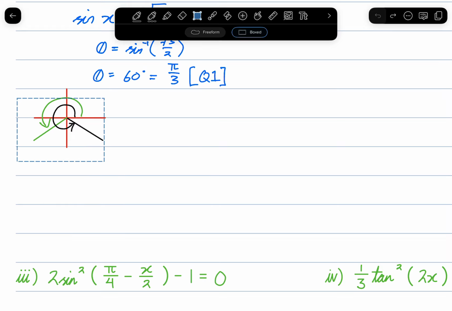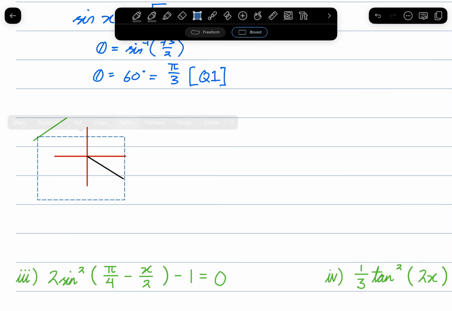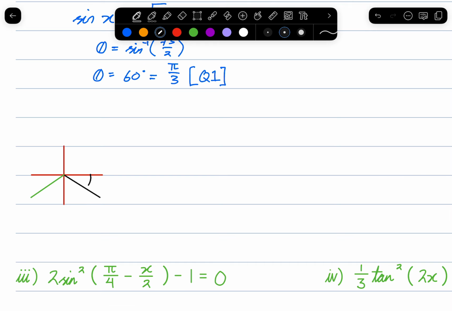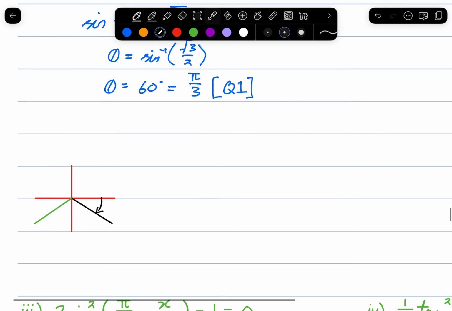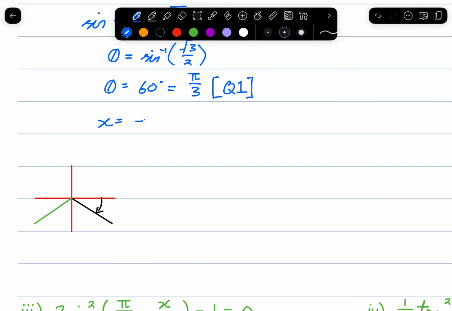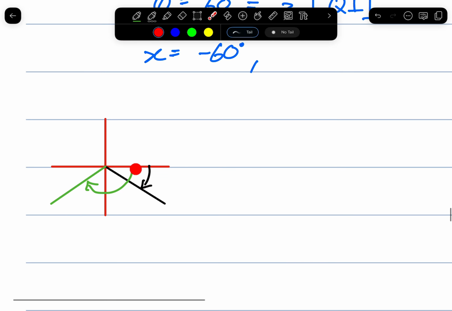But we are working in our negative domain, so we need to go backwards this way. Since theta in quadrant 1 is 60 degrees, going backwards, that's just simply x equals negative 60 degrees. And this one in green, going backwards this way, is a little bit trickier. It's negative 180 plus 60 degrees, because we're going this way. So negative 180 plus 60 degrees.